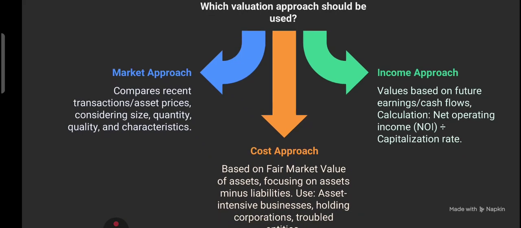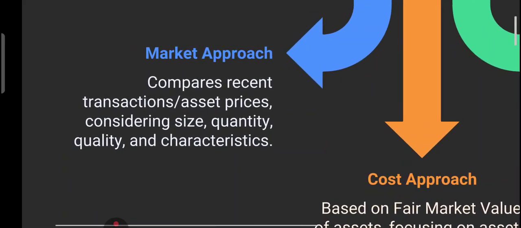Let's break it down. On one side we have the market approach, as you can see here. Look at the recent transactions and recent asset prices. This method compares similar assets considering their size, quality and quantity and some key characteristics, right? So it compares recent transactions and asset prices considering size, quantity, quality and some key characteristics. That is called the market approach.